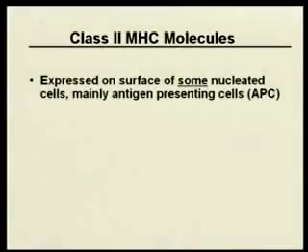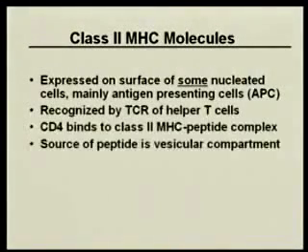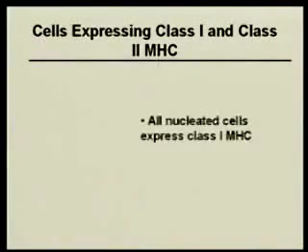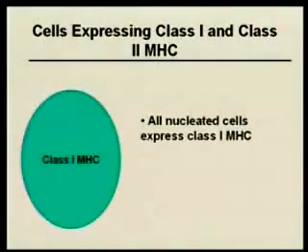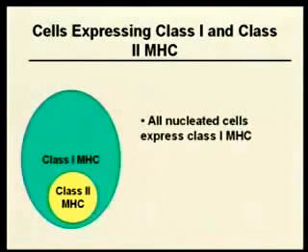Typically a class 1 results from an intracellular infection. So if you have a virus infecting the cell, the viral particles will be processed by that cell and presented. The important point here is, again, class 1 MHC is expressed by basically all cells. All nucleated cells in your body express class 1 MHC. Only a small portion of your cells, primarily antigen-presenting cells, express class 2.